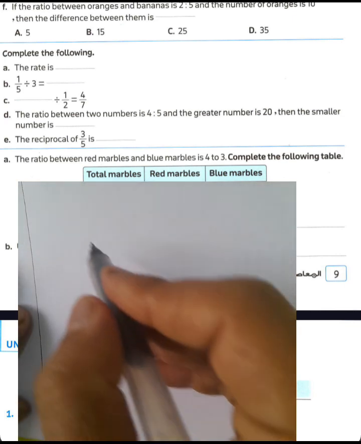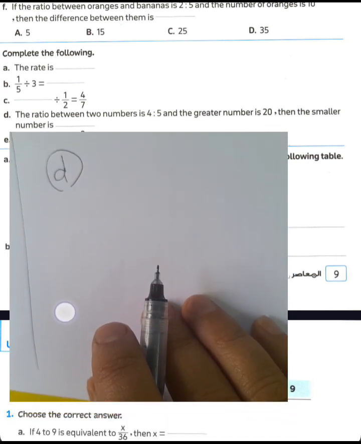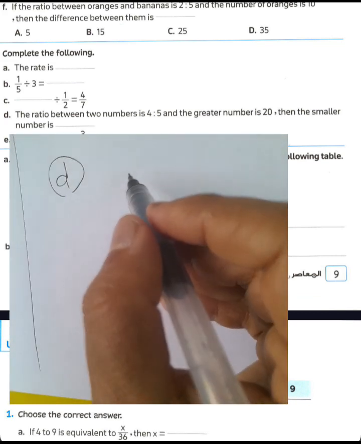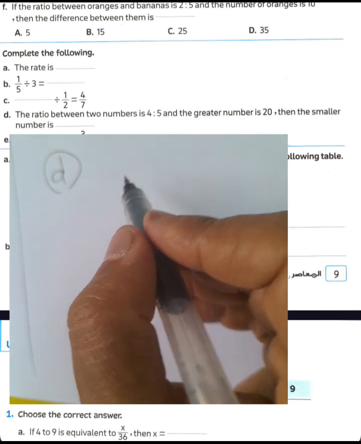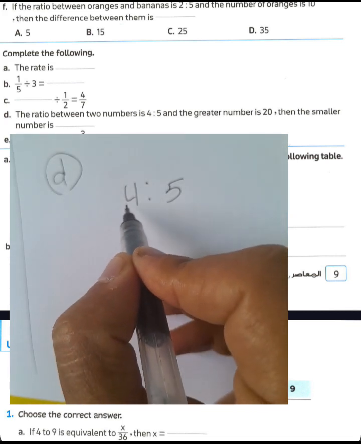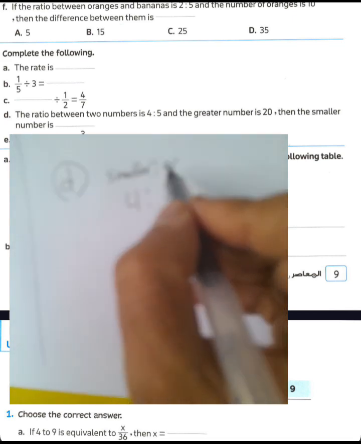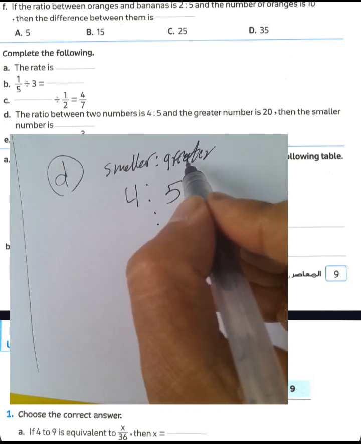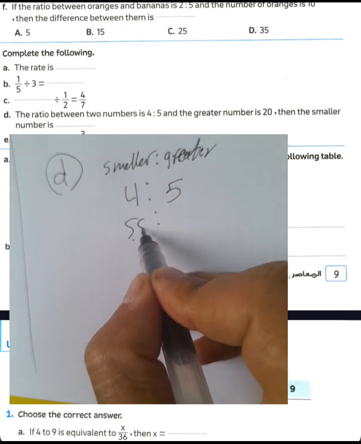Question letter D. The ratio between two numbers is 4 to 5 and the greater number is 20. The smaller number will be what? Okay, he gives us the ratio between the smaller and the greater. The ratio between two numbers, 4 and 5. 4 is the smaller, and here 5 is the greater. He wants to find, in this example, the smaller number.